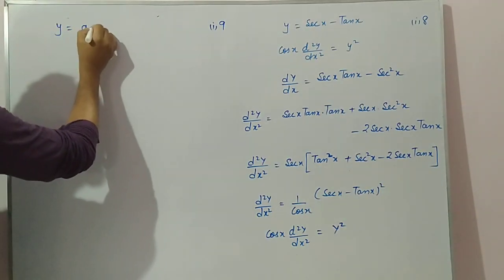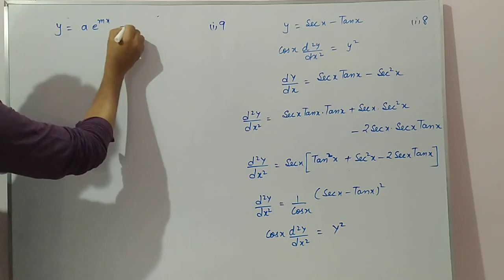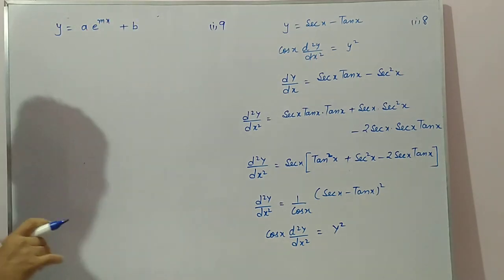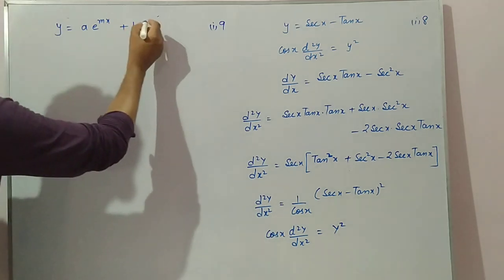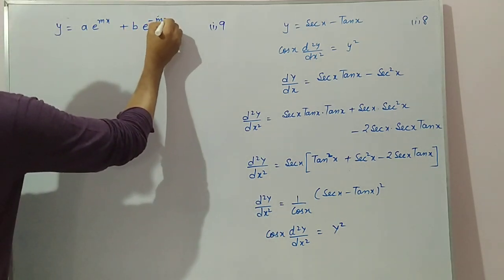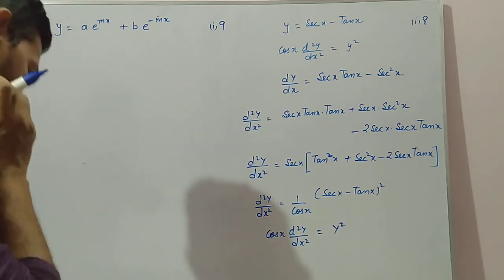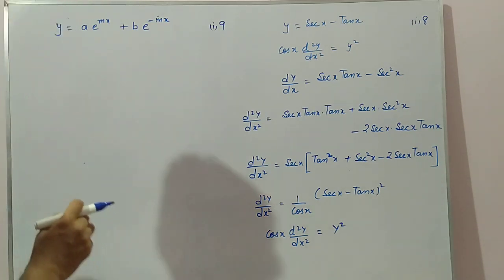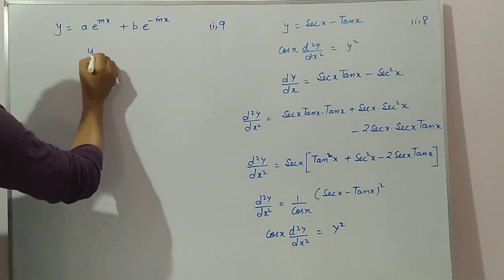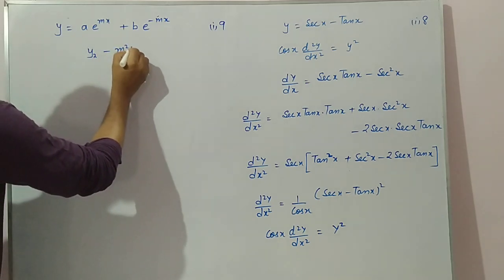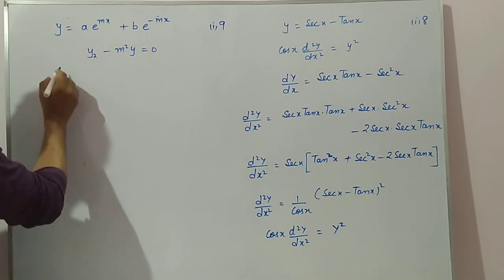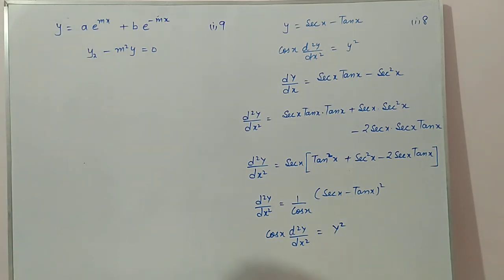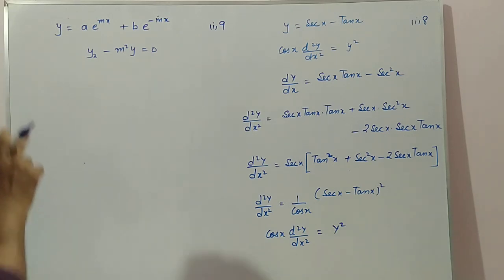y equals a e to the power mx plus b e to the power minus mx. We have to prove that y2 minus m square y equals 0. First differential: here it is written y2, what does it mean? d2y by dx square. y1 means dy by dx.